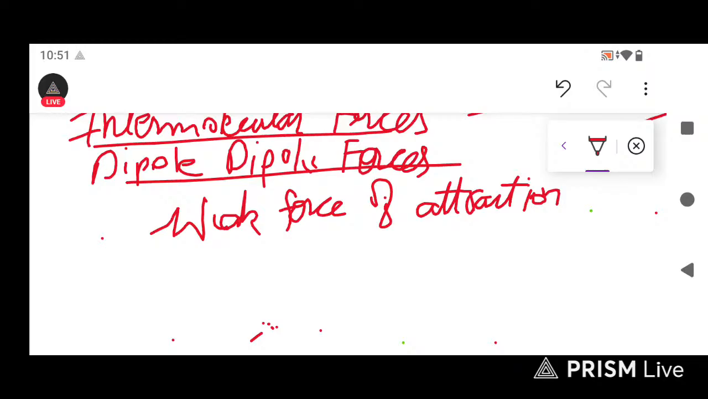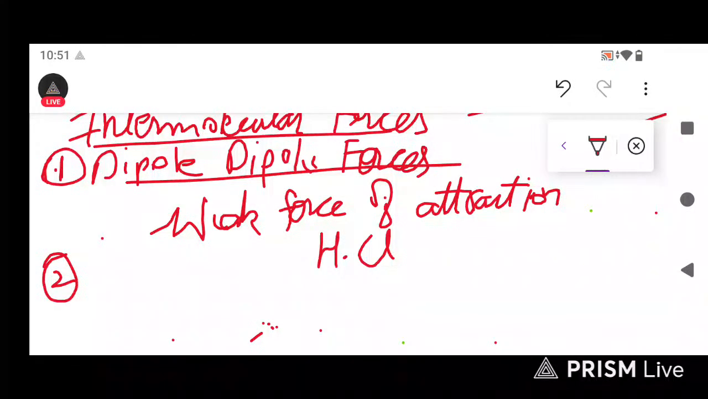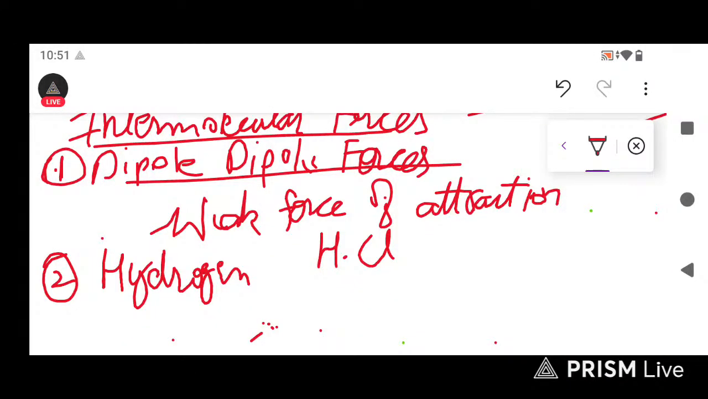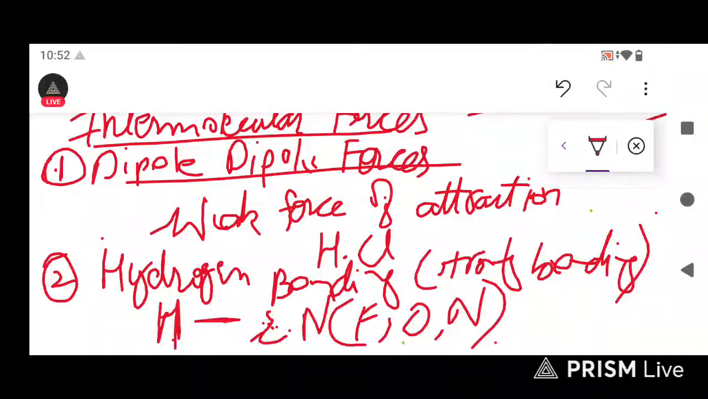If we talk about HCl, it is also a polar molecule, a polar compound. So the forces between HCl molecules are very weak. The second one is hydrogen bonding. It is the exception because it is a stronger force. We cannot say that it is a weaker force.